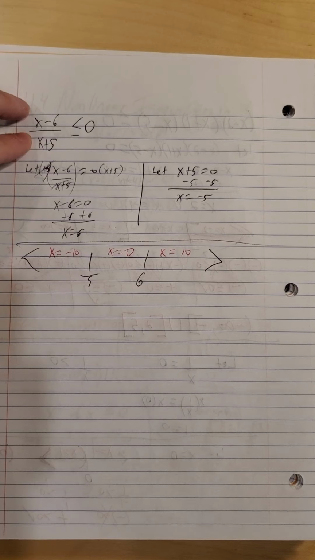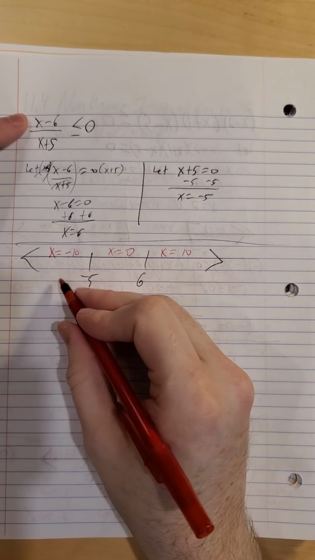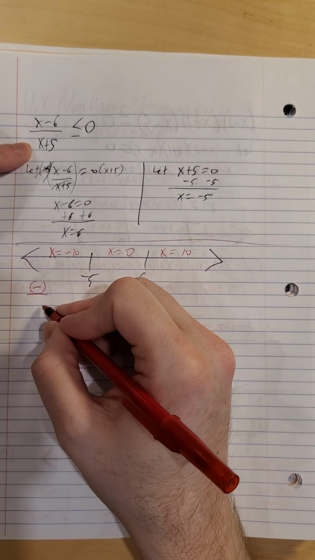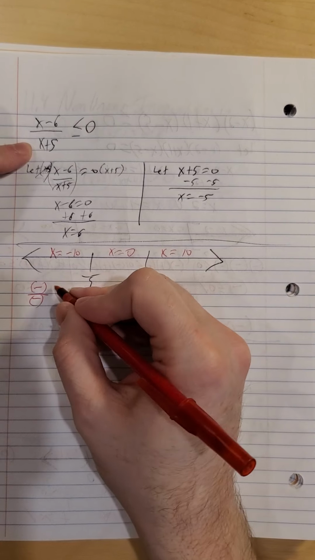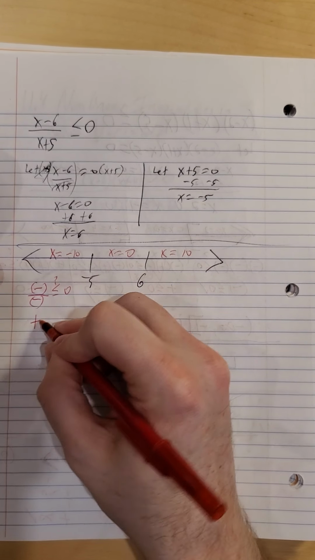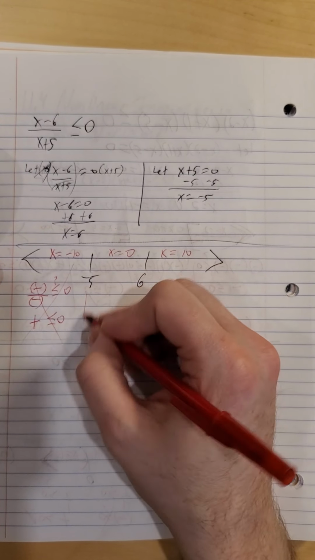We just have a division problem here, so we can use a sign number argument again. So -10 minus 6 is a negative number. -10 plus 5 is also a negative number. We want to know, is that less than or equal to 0? Negative over negative is a positive. Positive less than or equal to 0 is false, so I don't want the left side.